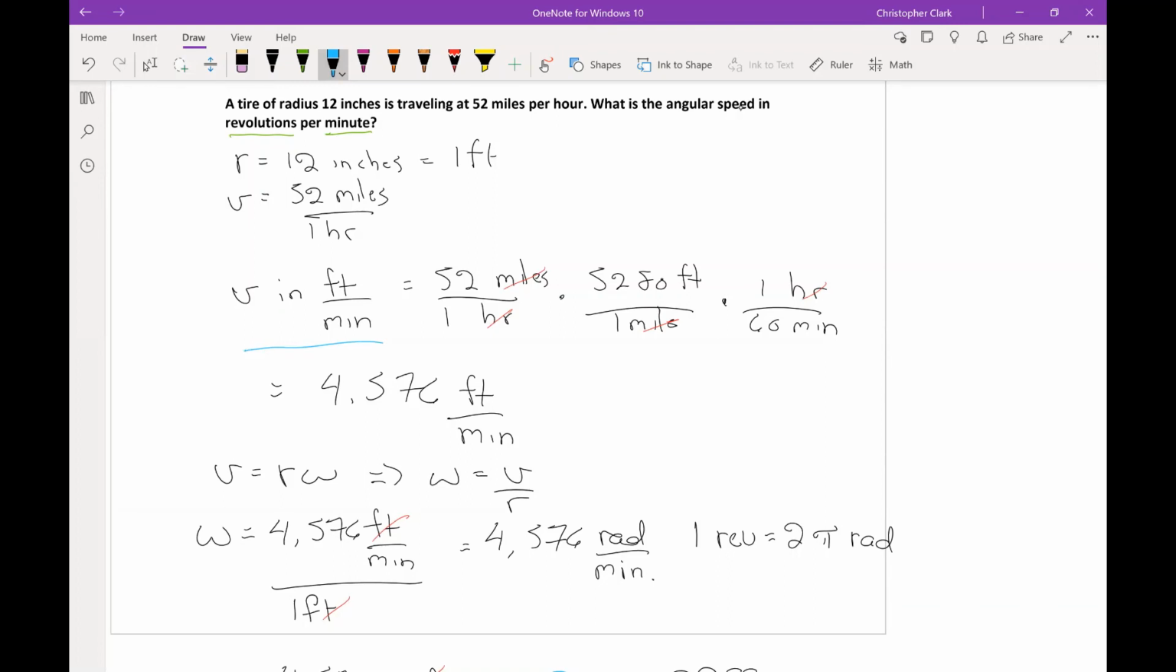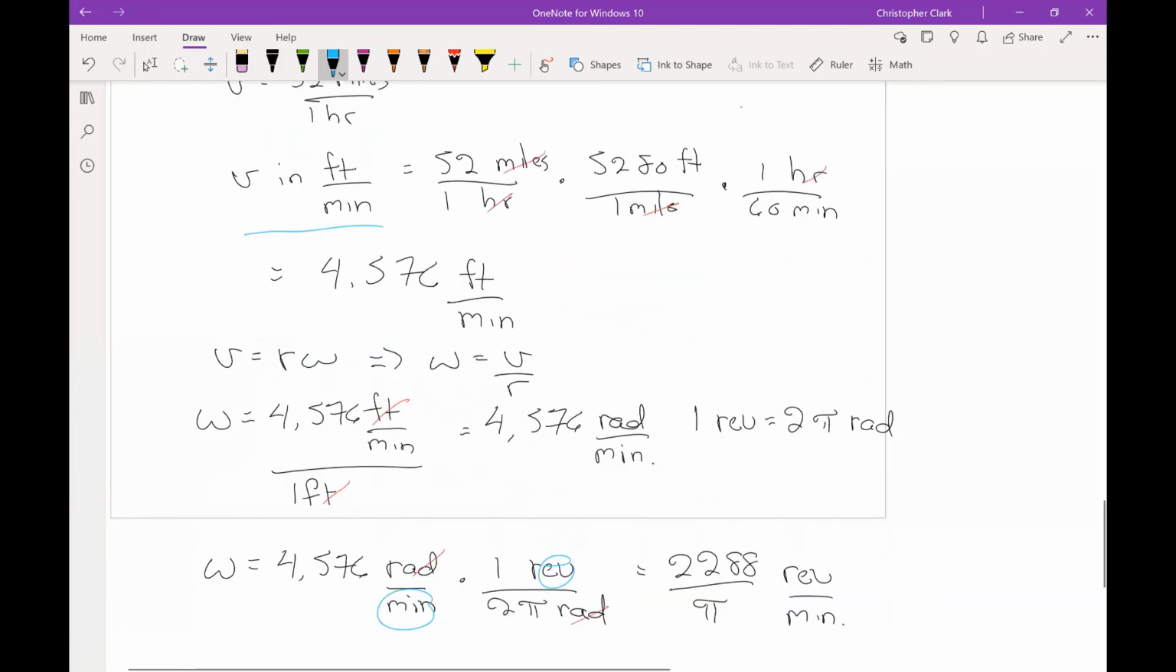This minute, of course, comes from the fact that we're looking for revolutions per minute. So I'm going to write this as 52 miles per 1 hour times 5,280 feet per 1 mile. And now the miles cancel out. And I'm left with just feet up top, but I need to get rid of the hours on bottom. So I'm now going to multiply this by 1 hour over 60 minutes. This leaves me with 4,576 feet per minute.